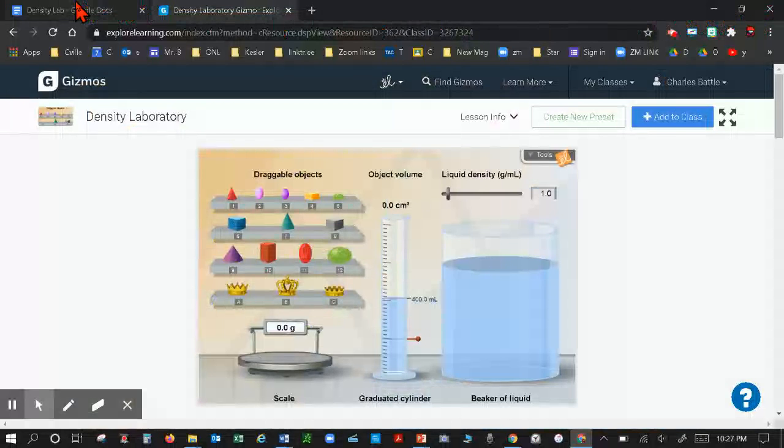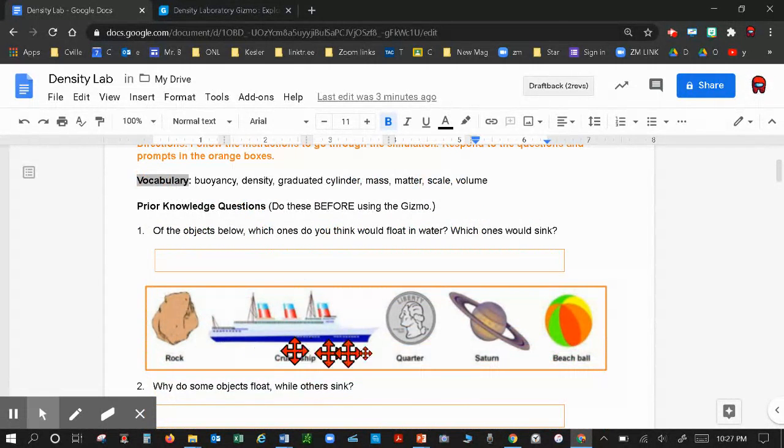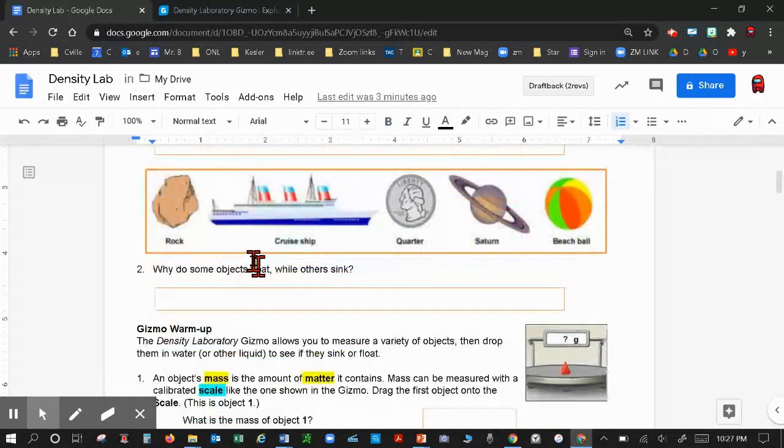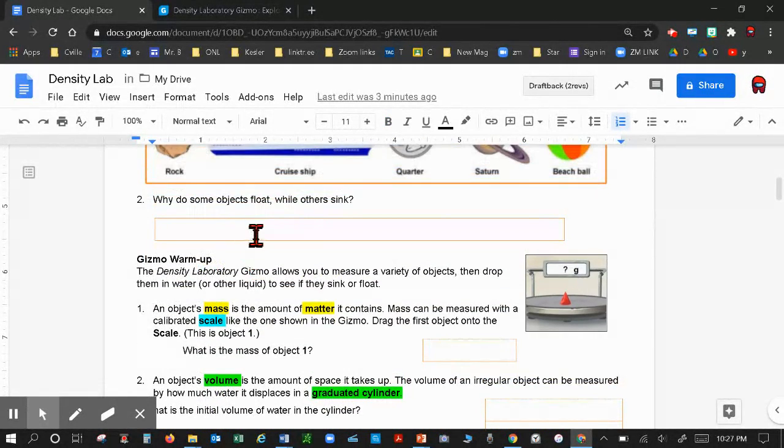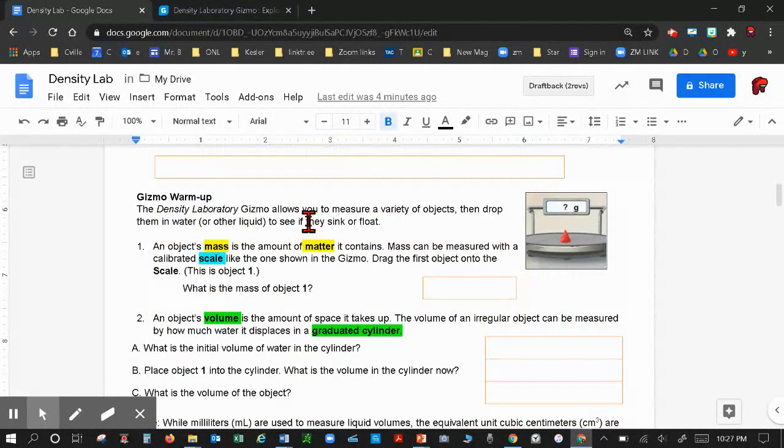So let's take a look really quickly at the document you'll fill out. Down below here are some objects, and you're simply going to say whether or not you think they'll float in water or sink. Just give it your best guess. Why do you think some objects float, and why do you think they sink? Fill that out. Those are the prior knowledge questions for the activity.